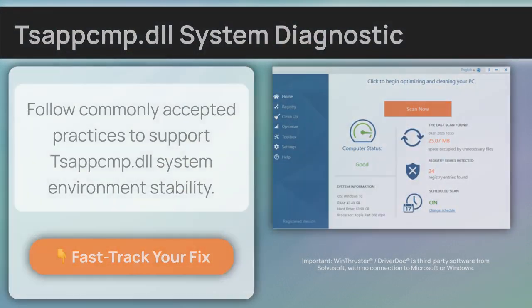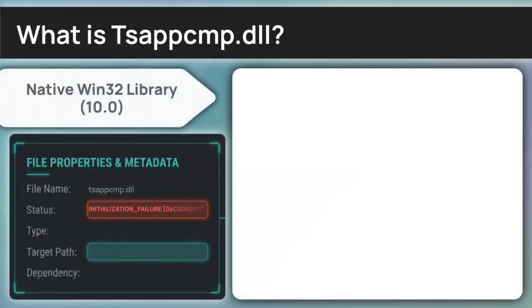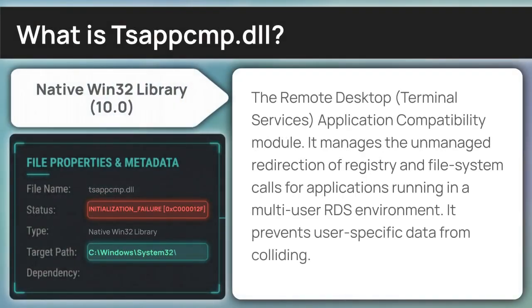This is the Tsappcmp library, the Remote Desktop Terminal Services Application Compatibility module. It manages the unmanaged redirection of registry and file system calls for applications running in a multi-user RDS environment. It prevents user-specific data from colliding.